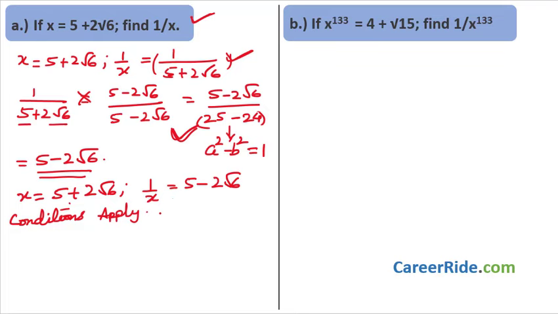When would that happen? When the difference between the squares of the two terms, 5 square minus 2 root 6 square, is equal to 1. So if the difference between the squares of the two terms is 1, then you can simply put 1 upon x equal to 5 minus 2 root 6.